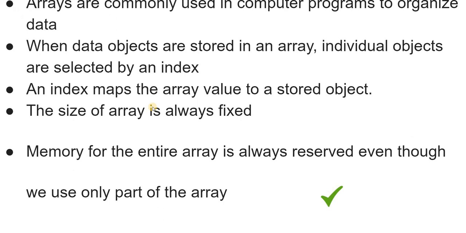Arrays are commonly used in computer programs to organize data. When data objects are stored in an array, individual objects are selected by an index. An index maps the array value to a stored object.